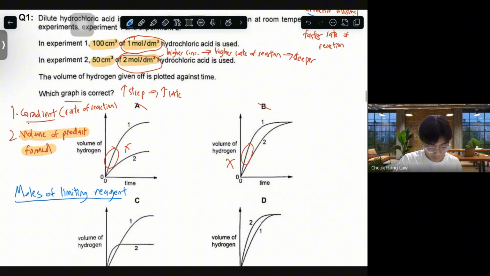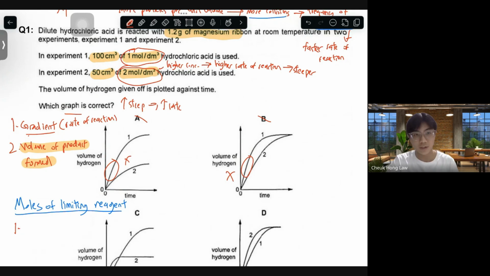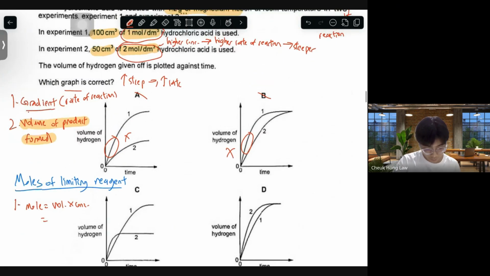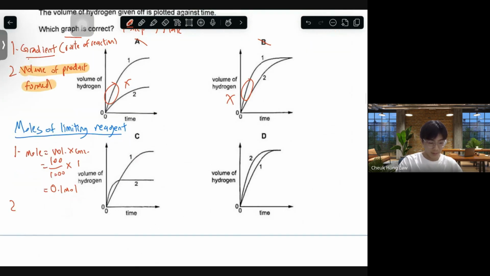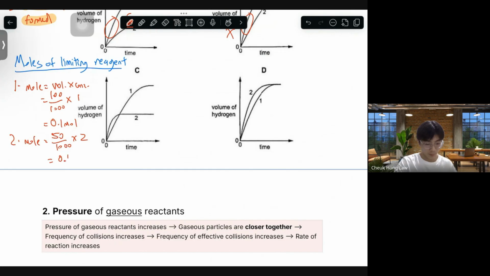So how do you find the mole? Let's start with experiment 1. For this, we are given volume and concentration of a solution. So mole equals volume times concentration. The volume is 100, but remember, we have to convert from cm³ to dm³. So 100 over 1000 times 1. So for experiment 1, the number of moles is 0.1. Then for experiment 2, it is 50 over 1000 times 2, which will also give me 0.1 mole.